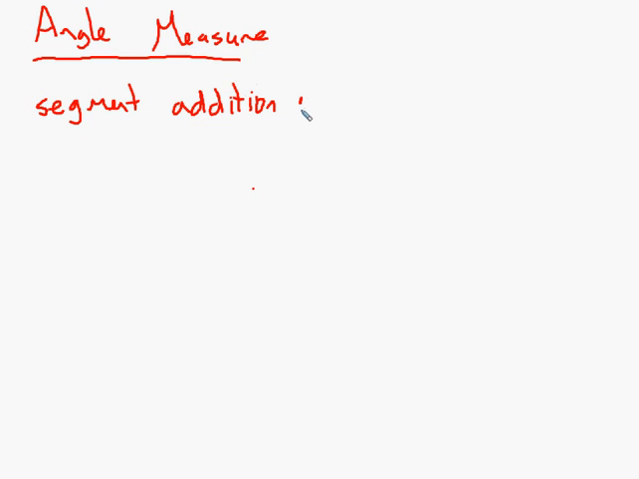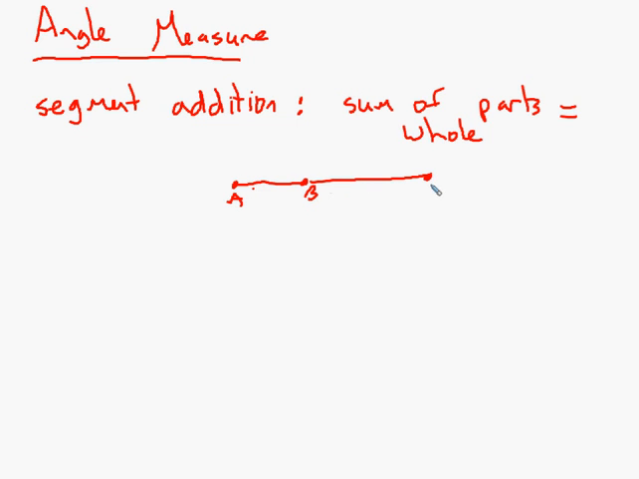I know we're talking about angle measure, but these are similar, so we can put this one here. Segment addition. This is very, very simple. And actually, the angle one is very similar. It basically says the sum of the parts equals the whole. So if I take segment AB and I add to it segment BC, I get segment AC. Okay, so that's segment addition.